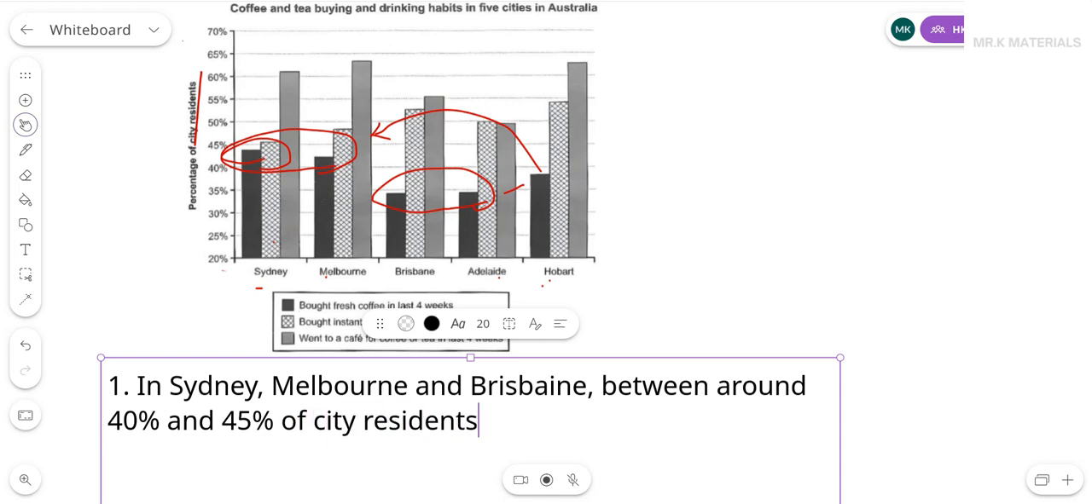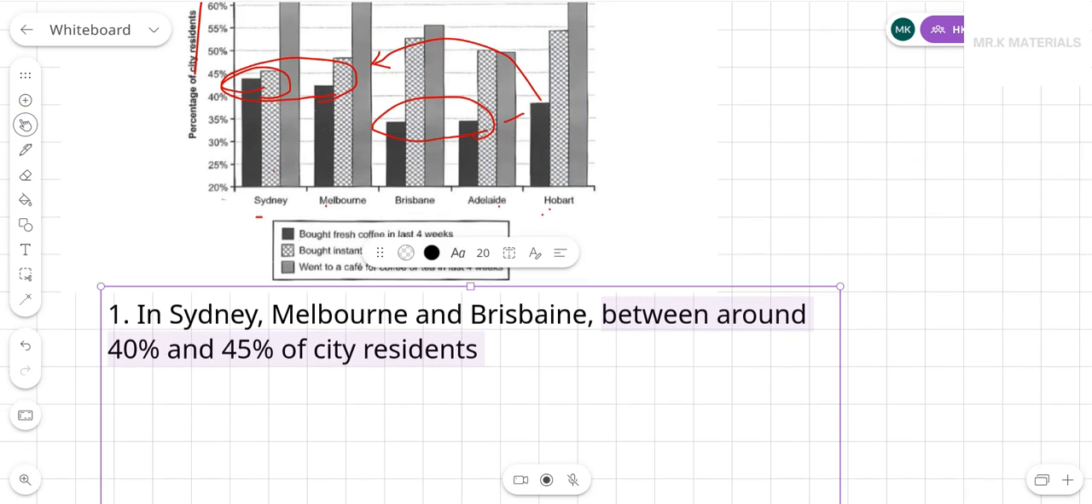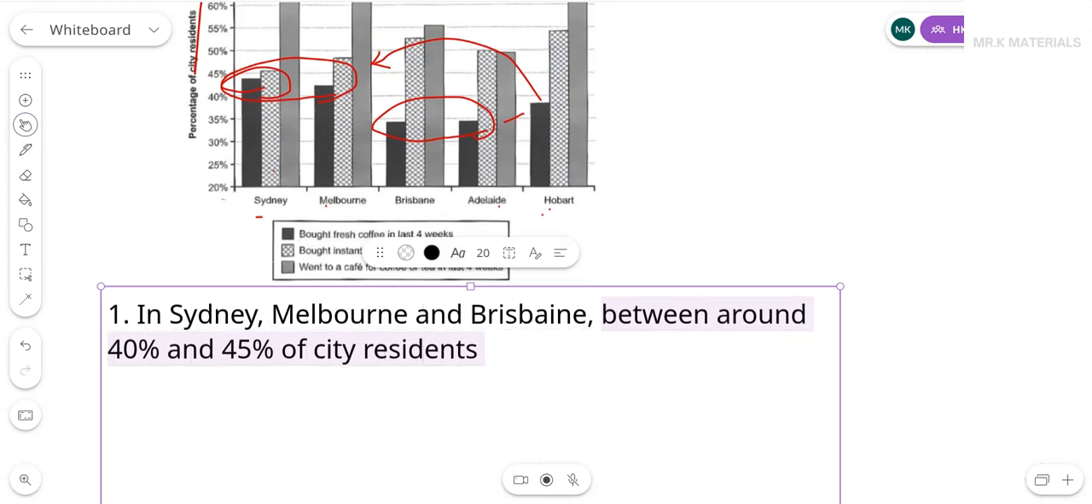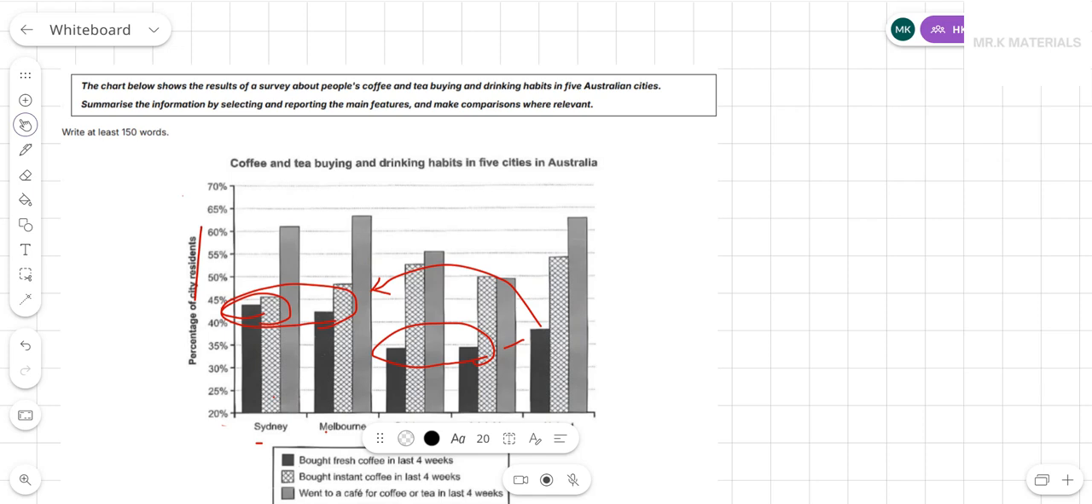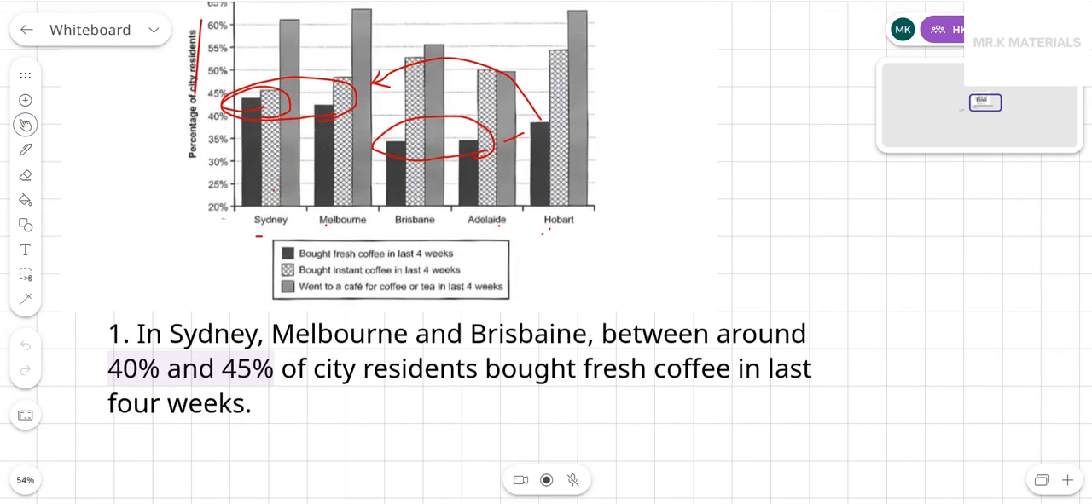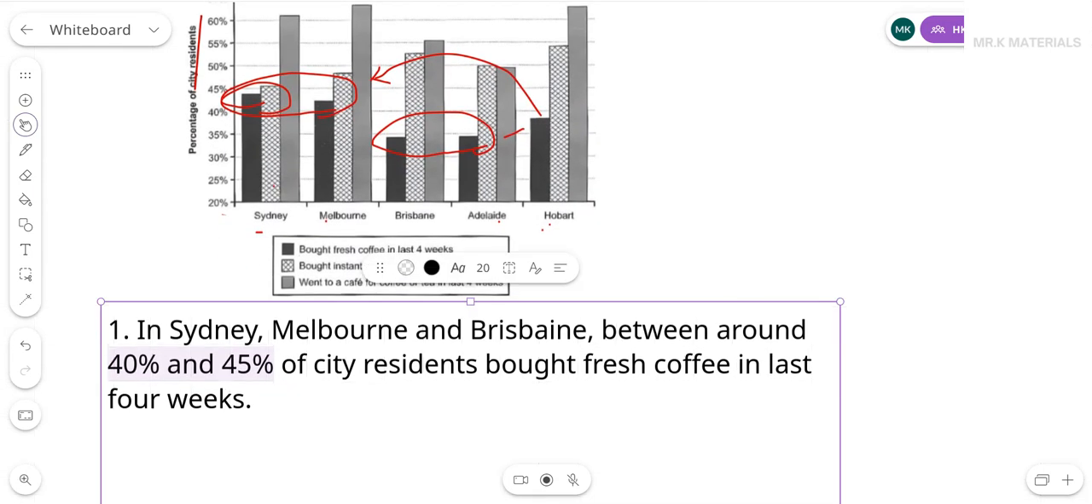So I have my subject. This is all the subject, right? Between 40 and 45% of city residents. This is one main character. What did they do? They bought fresh coffee, right? I put my main action, bought fresh coffee in the last 4 weeks. That's it. I have the location, I have the numbers. About years, do I need the years? I don't need the years. They're asking me to use past simple, so I'll use past simple. That's it. Alright, I'm done with the first key feature.